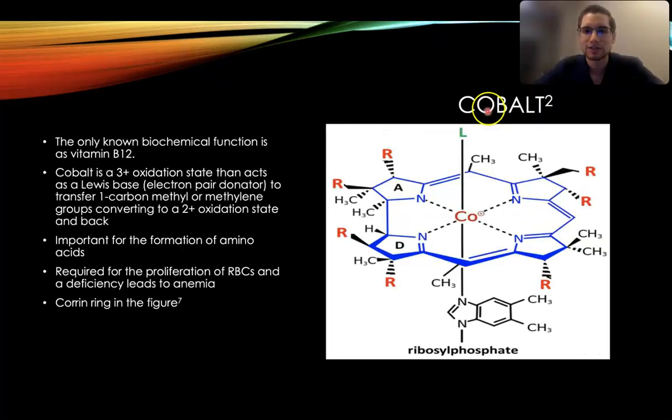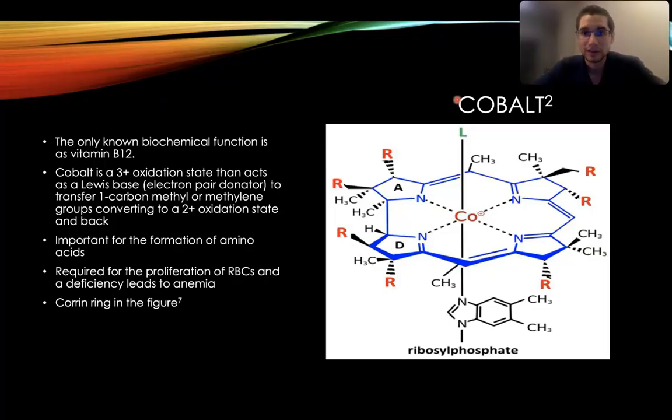And then our last transition metal is cobalt. Cobalt is pretty fun, and like we mentioned before, it's already ingested in its organometallic complex, being vitamin B12. Acts as a Lewis base, an electron pair donator. This way it's able to transfer methyl groups, single carbon groups between amino acids, which is important for the formation of amino acids in the first place, and also it's able to help proliferate red blood cells. This is known.